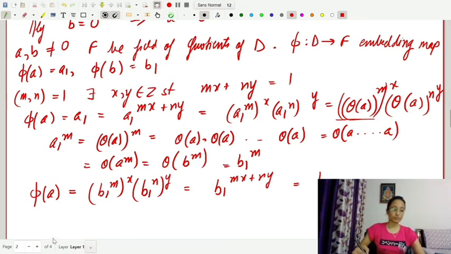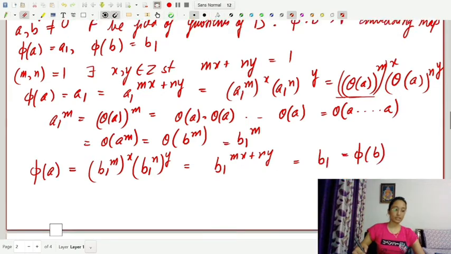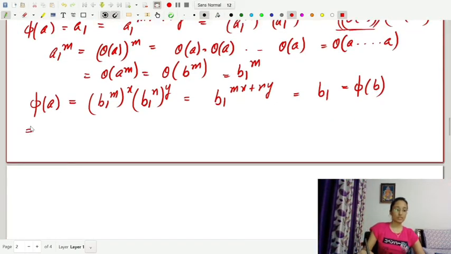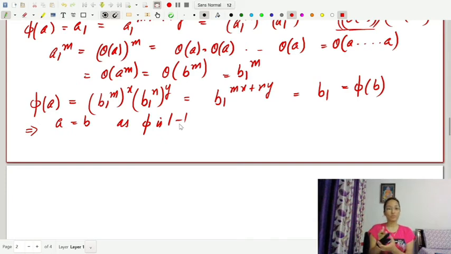Now, which in turn is equal to phi of b, which gives us that a is equal to b as phi is one-one, because an embedding map is a one-one homomorphism, hence our result is true.